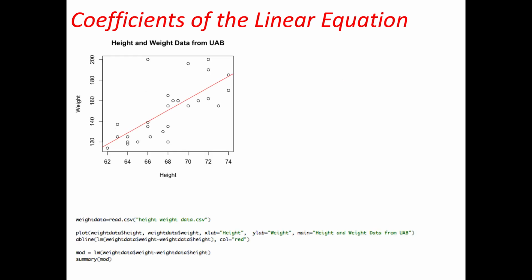Here's the command we use to run a simple linear regression, also called a linear model, which equals LM. I told you we would come back to that in a minute. Remember when we plotted the data set before, we can add, so this is showing you the scatter plot for the height and weight data from UAB. And what we've done is we've added a linear model line, so the same command, abline, parentheses LM for linear model, parentheses our data set, and we've colored it red.